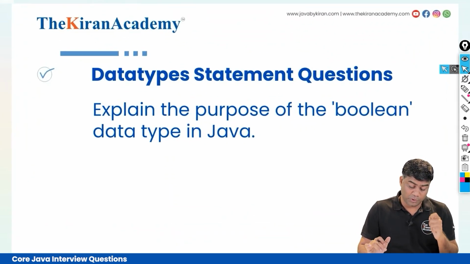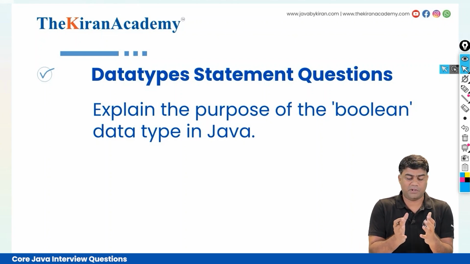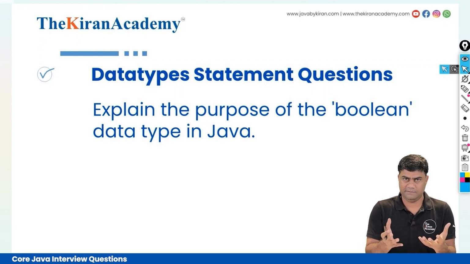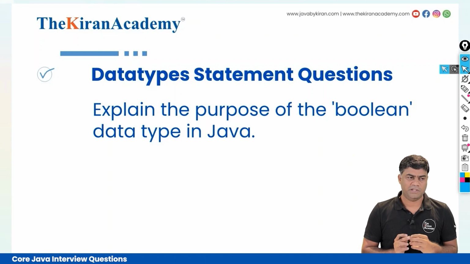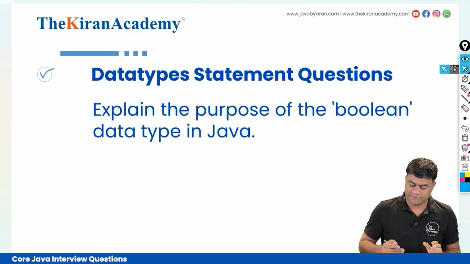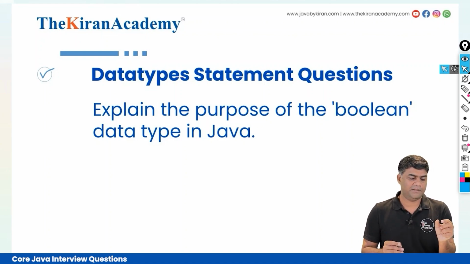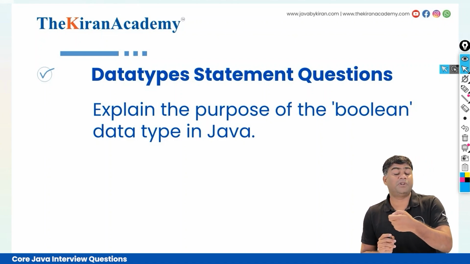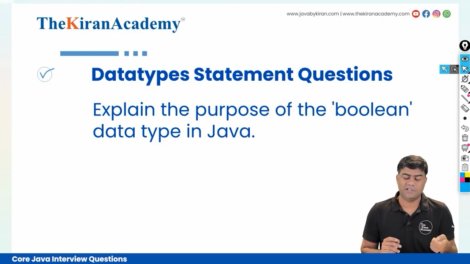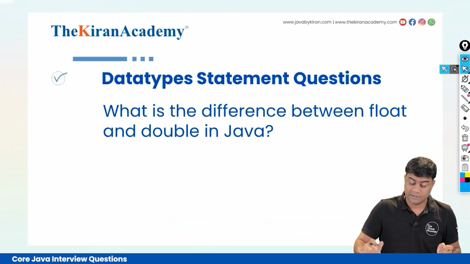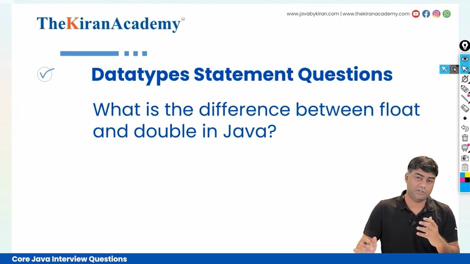Explain the purpose of the Boolean data type in Java. Boolean data type means true, false. If you are making anything conditional, or if you are putting an if condition, then it gives you the result true or false. You can define Boolean data types like boolean flag. If you don't define any value, then it will be false. So Boolean is just to check yes or no. That's it. By default the value is false.